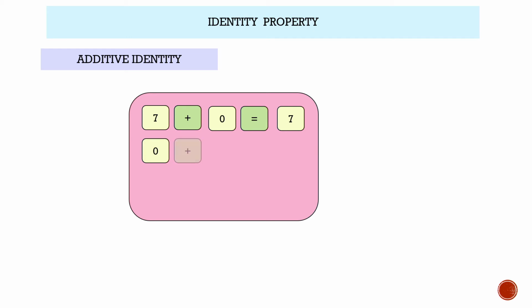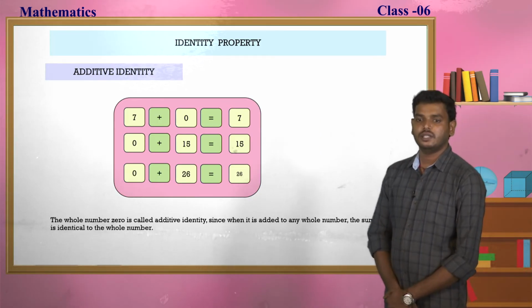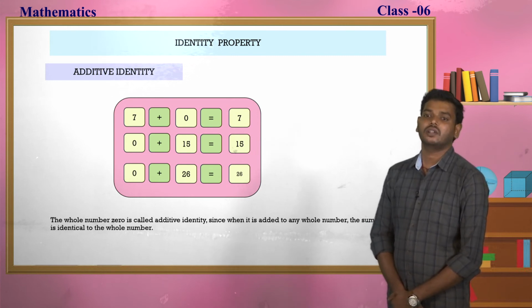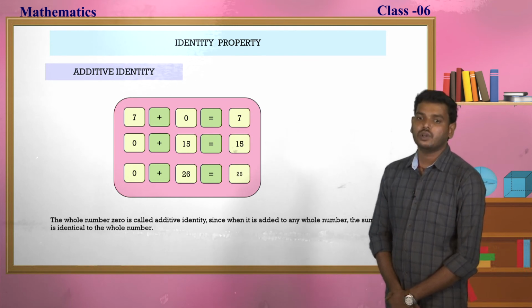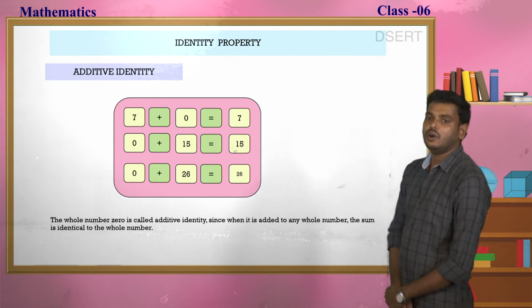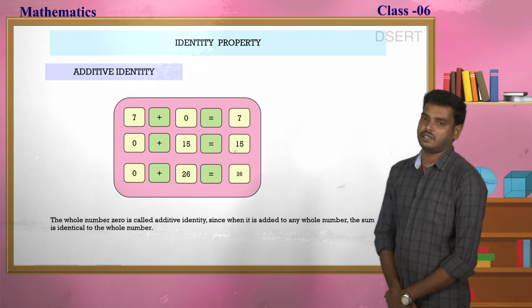Next, 0 plus 15 is equal to 15. Next, 0 plus 26 is equal to 26. Children, here you can notice that even if we add 0 to the number, our answers are not getting changed. Is it correct? Hence, 0 is known as additive identity. The whole number 0 is called additive identity, since when it is added to any whole number, the sum is identical to the whole number itself.